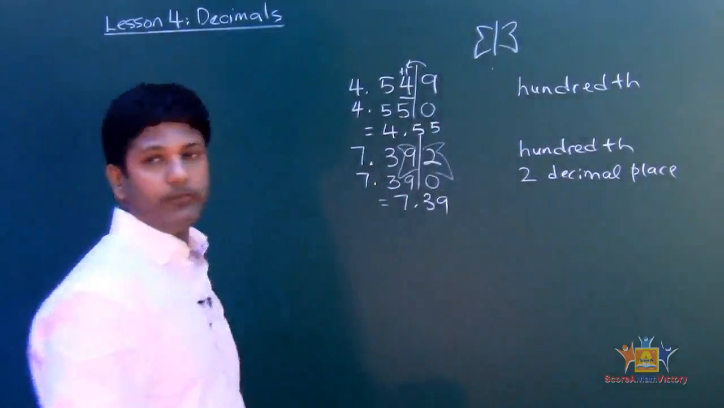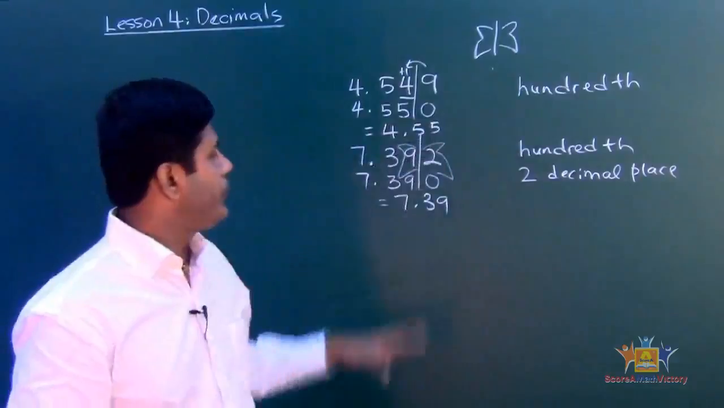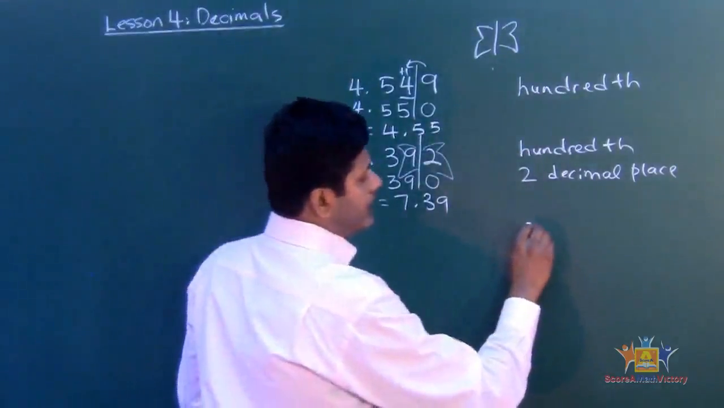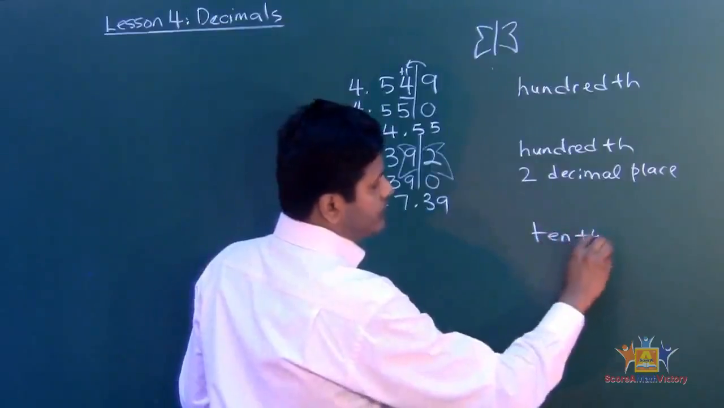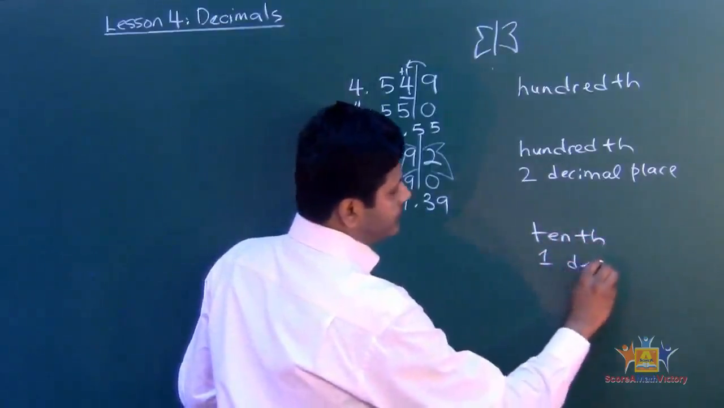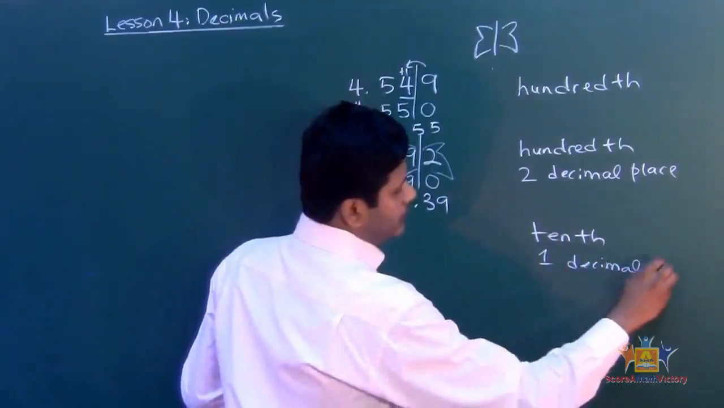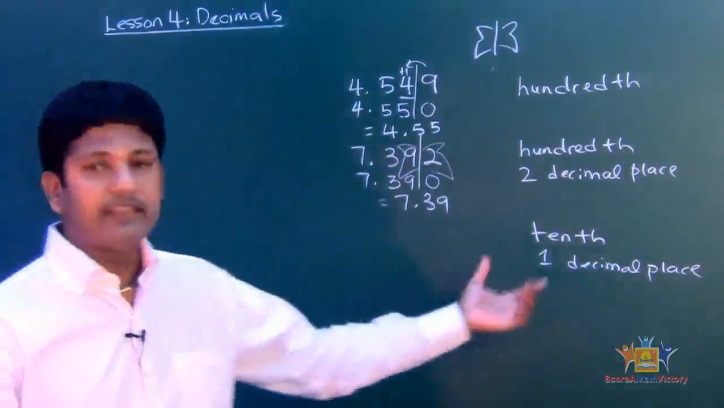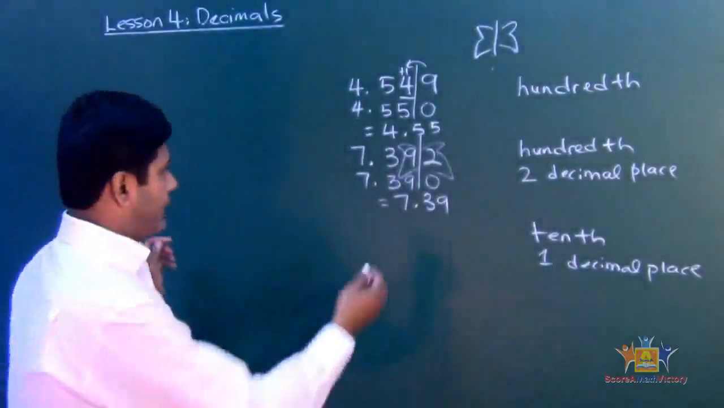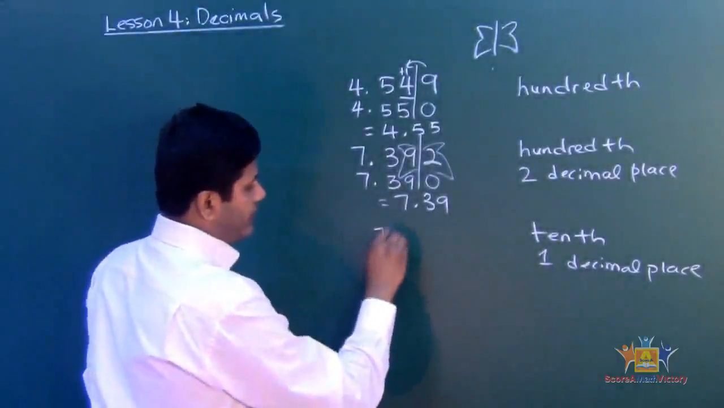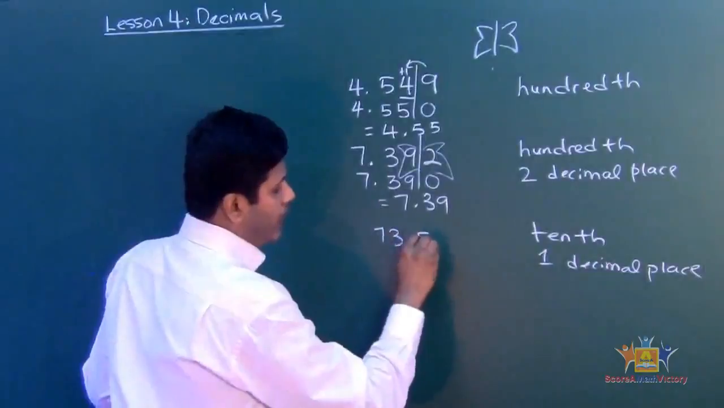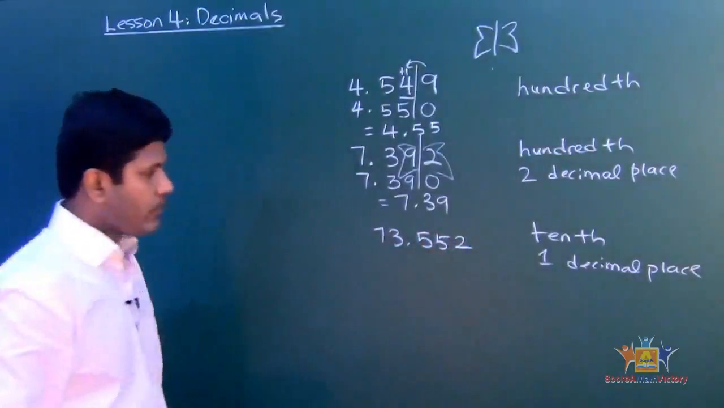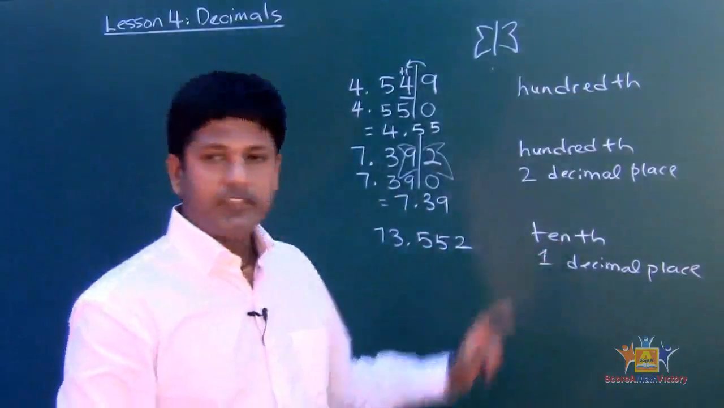You drop the 0 because you round it up to the 100th. Okay? Now let's say, for example, if I ask you to round it up to the 10th, which is the first decimal place. If I ask you to round it up to the 10th or the first decimal place, which is the same thing, and I give you a problem. Let's say I give you 73.552. Okay? So 10th or first decimal place.